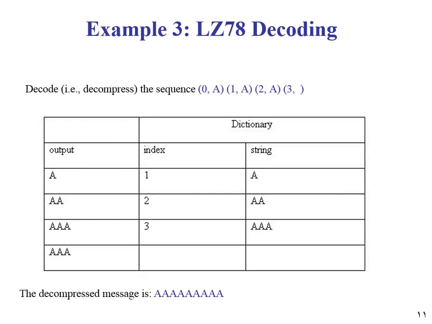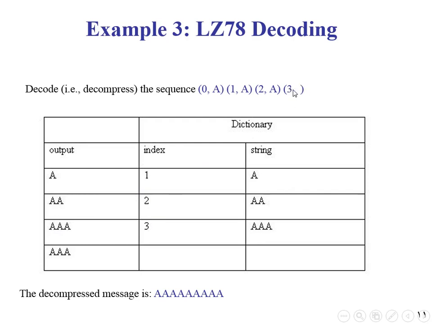The last example of decoding decodes the third example in encoding. We get 0A, 1A, 2A, 3 and nothing. 0A will be decoded as A. 1A: 1 is A, therefore it will be decoded as AA and gets the index of 2. 2A: 2 represents AA, therefore the output will be AAA and gets the index 3.